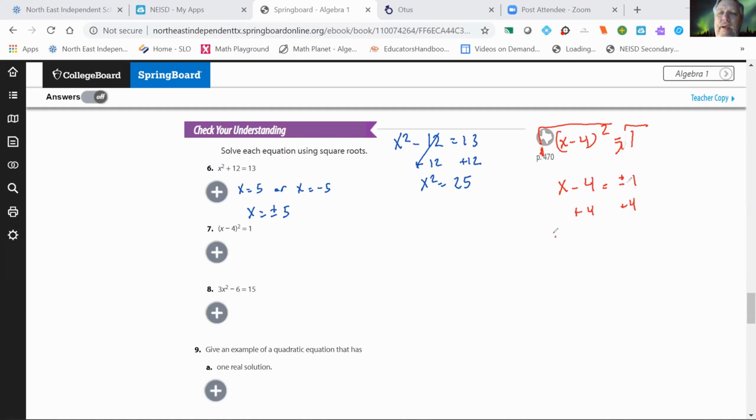So in this case, I have x is equal to 4 plus 1, or I have x is equal to 4 minus 1. Okay, so it's 4 plus or minus 1.